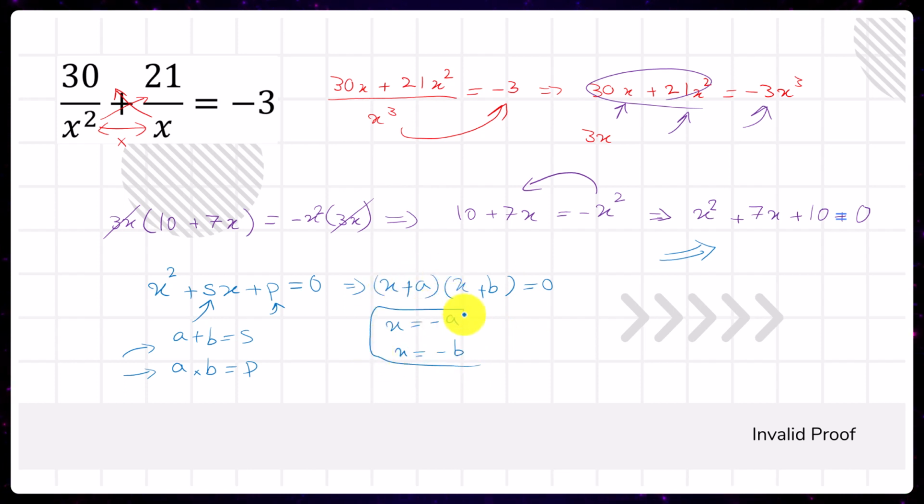We can just go to the solution immediately. Now, we have this, right? So let's see what we can do with this equation. So we have x² + 7x + 10 = 0. So a + b = 7 and a × b = 10. We can just guess the solutions, which are 2 and 5.